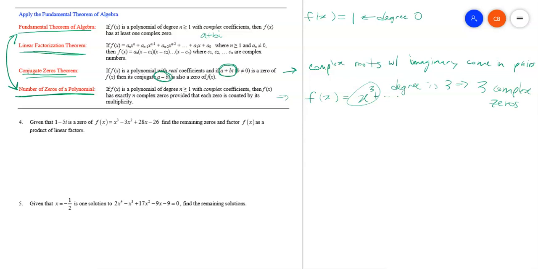And so, for example, taking a look at number 4, this example tells us that 1 plus 5i is a zero for this. Then we're supposed to find the remaining zeros, and we should also end up factoring this as linear factors. Now, this is a complex number that has a non-zero imaginary part, and so based on the conjugate zeros theorem, 1 minus 5i, which is the conjugate of this, is also a zero.